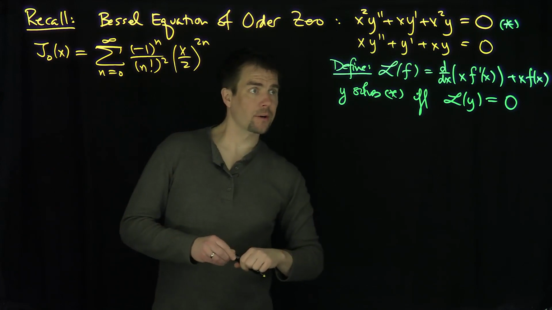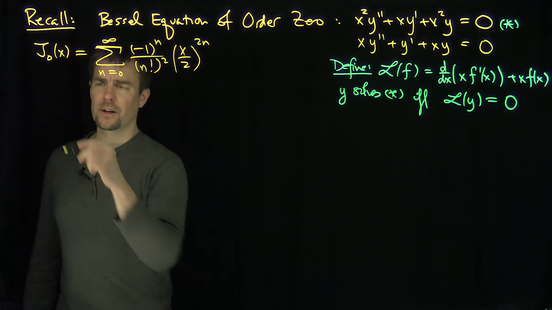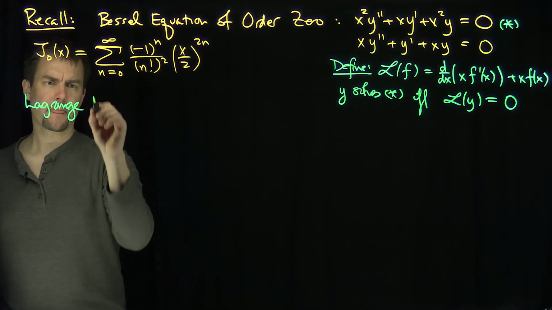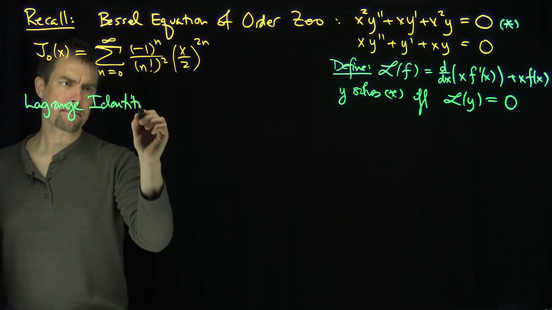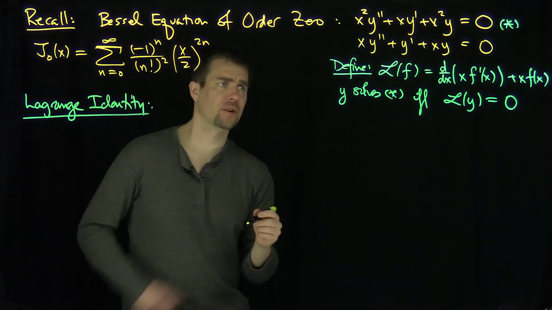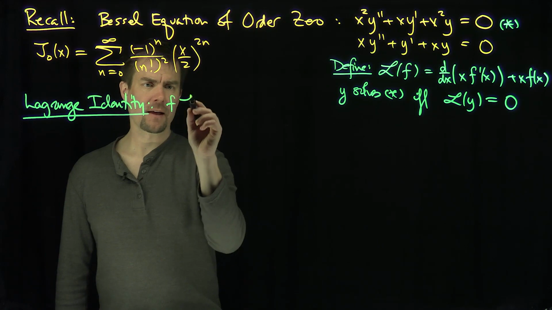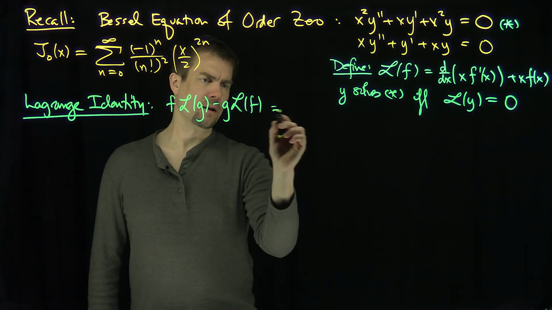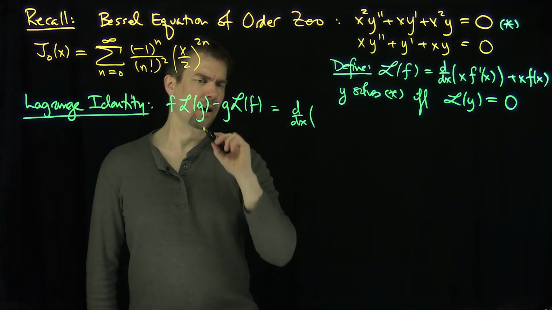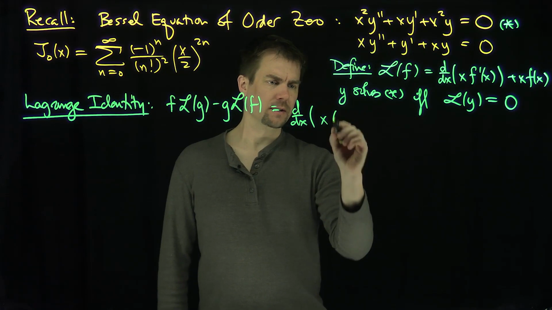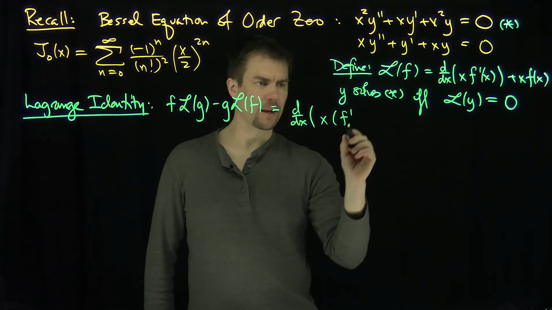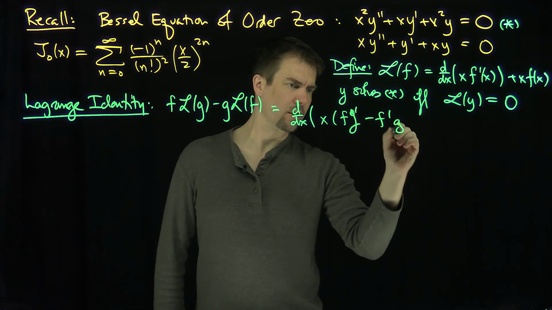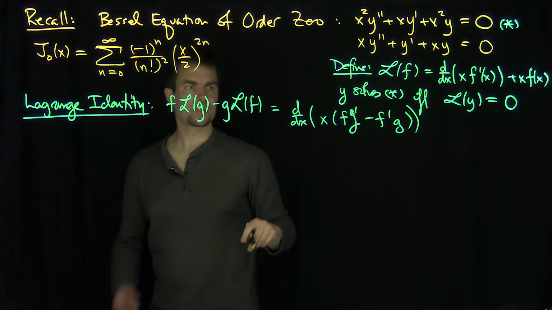And so this differential operator satisfies a particular relationship. It comes from Sturm-Liouville theory, and we'll talk about that in further videos too. We have this Lagrange identity. What does the Lagrange identity say? It says that f L of g minus g L of f is d by dx of x times the quantity f g prime minus f prime g. You can easily check that and see that it works.